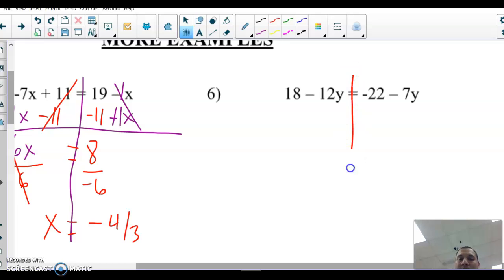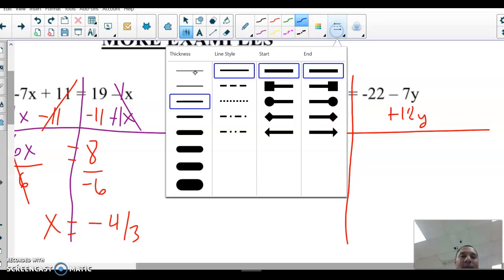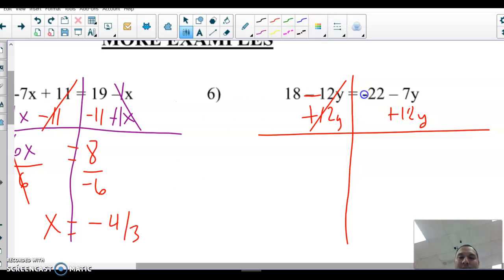All right. So it doesn't matter which side the variable is at. I just like to keep it positive. Plus 12y, plus 12y. So opposite of minusing is to add. That'll cancel it. Send the numbers to the other side. Since it's negative, we're going to want to add it. Negative 22 plus 22 is 0. 0 plus this side will result in just 5y.